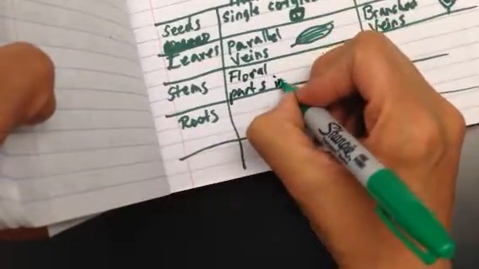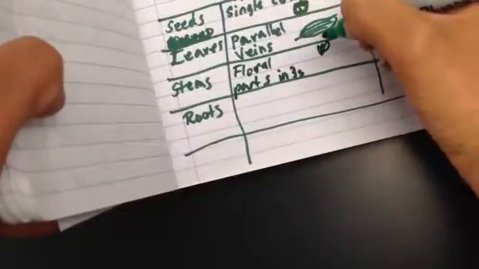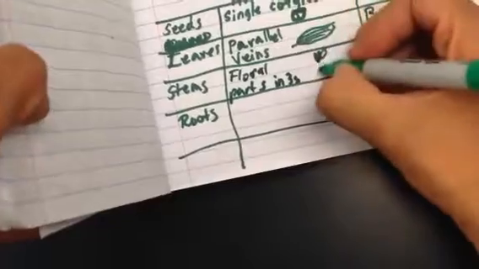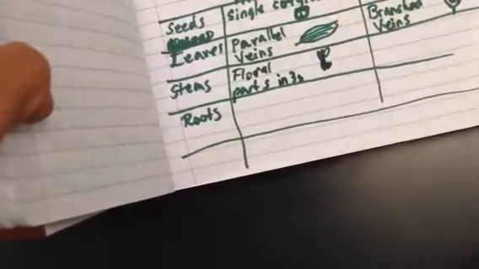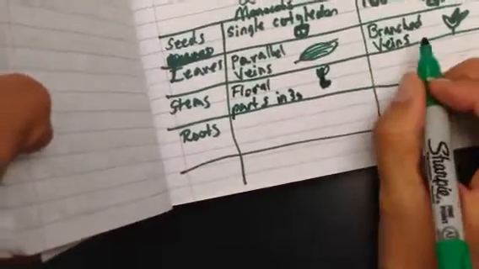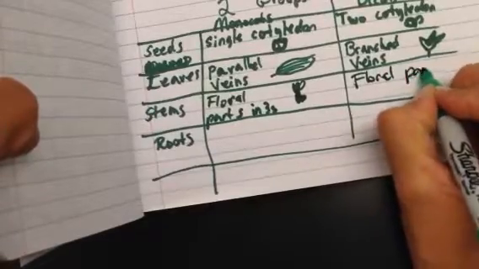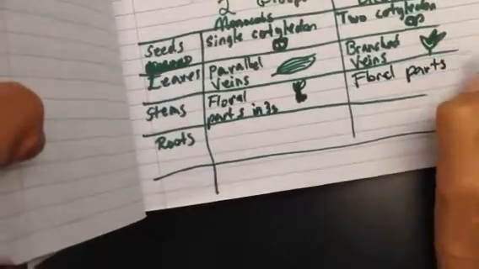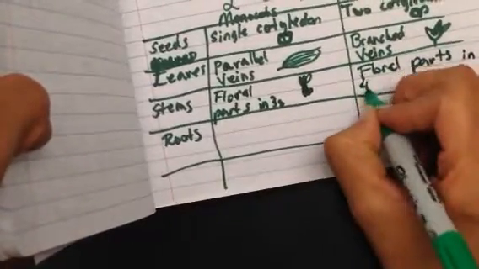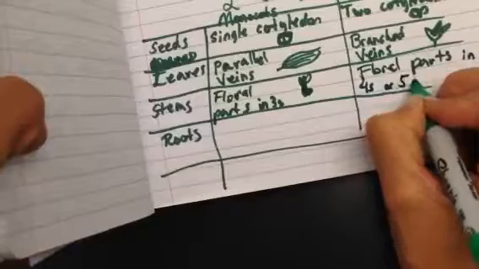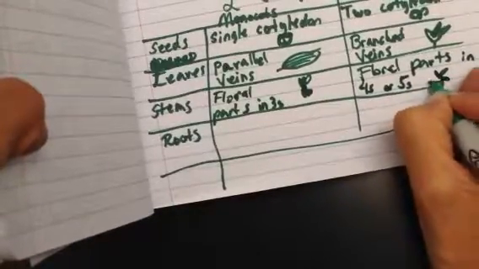The flower parts in a monocot are in groups of threes. So you'll have 1, 2, 3. 1, 2, 3. Oh no, that's an ugly flower, but there it is. And then the floral parts in a dicot are in 4s or 5s. So 1, 2, 3, 4, 5.